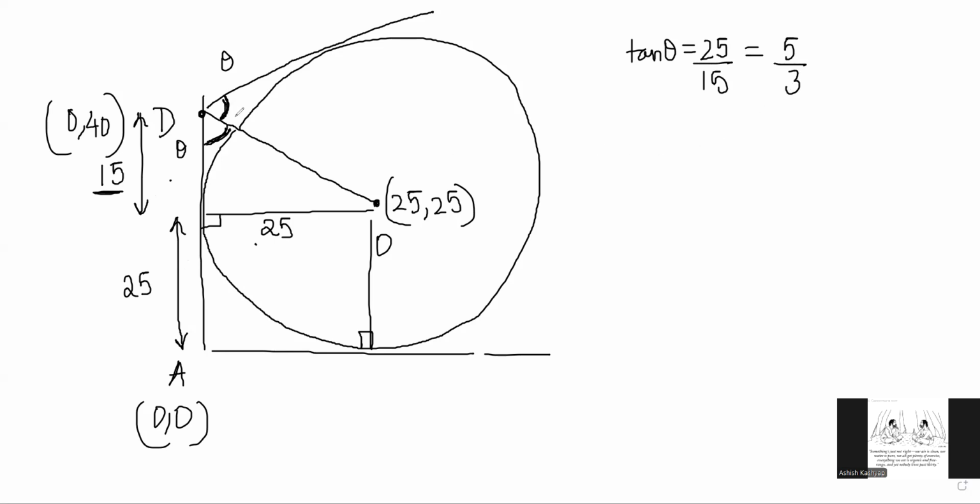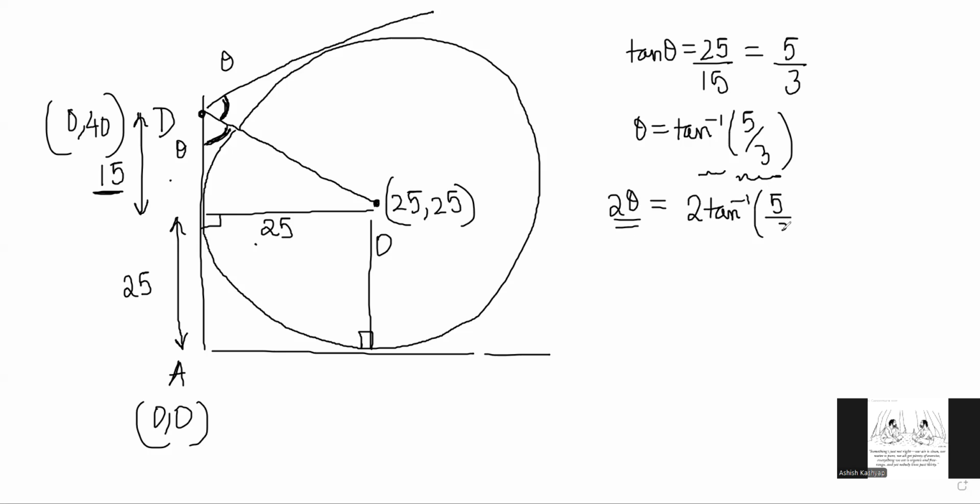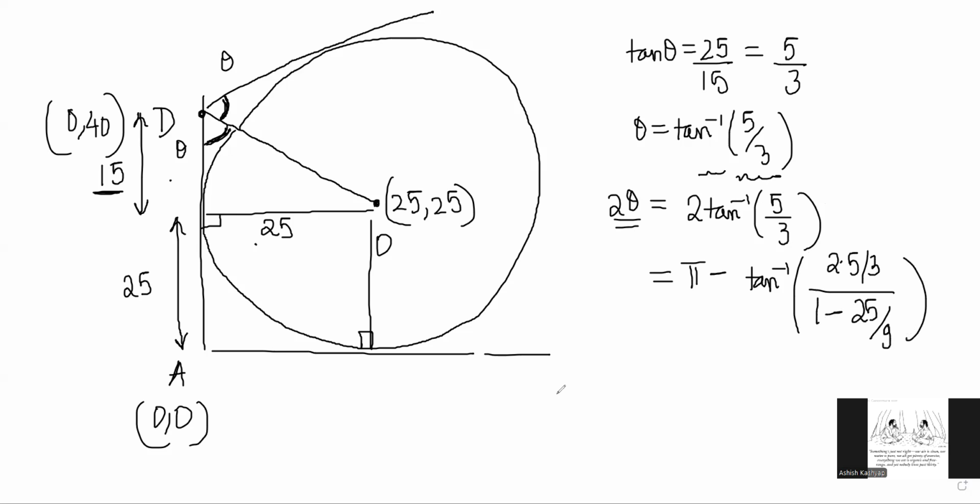The same angle is here also. You have to find out double of this theta angle. Theta is equal to tan inverse 5 by 3 and we have to find 2 theta. So 2 theta, notice that this angle is already greater than 45 degrees. So this 2 theta is greater than 90 degrees. So you have to do 2 tan inverse 5 by 3. And according to inverse trigonometry, when this quantity x is greater than 1, it will be pi minus tan inverse of 2 into 5 by 3 divided by 1 minus 25 by 9, right?